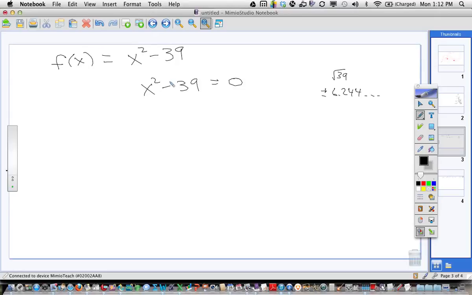But what would we get? We'd get 0, right? If my guess is correct, when I plug it in here, I'll get 0. So I would put in a 6. 6 squared is 36. 36 minus 39, oh, it's -3. It's not 0. So it wasn't right, okay? But that's the first thing we do.